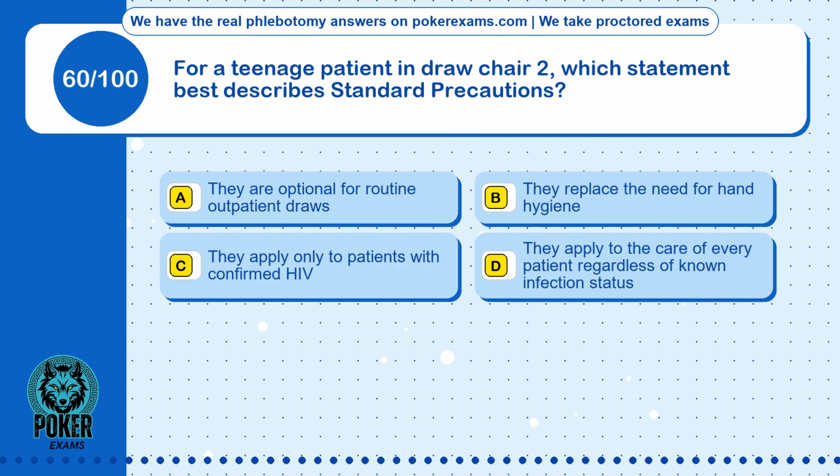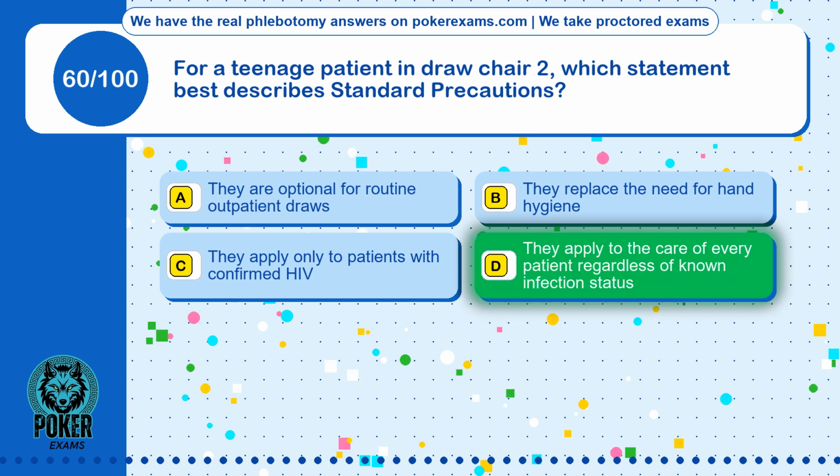Question 60. For a teenage patient in draw chair 2, which statement best describes standard precautions? Option A. They are optional for routine outpatient draws. Option B. They replace the need for hand hygiene. Option C. They apply only to patients with confirmed HIV. Option D. They apply to the care of every patient regardless of known infection status.